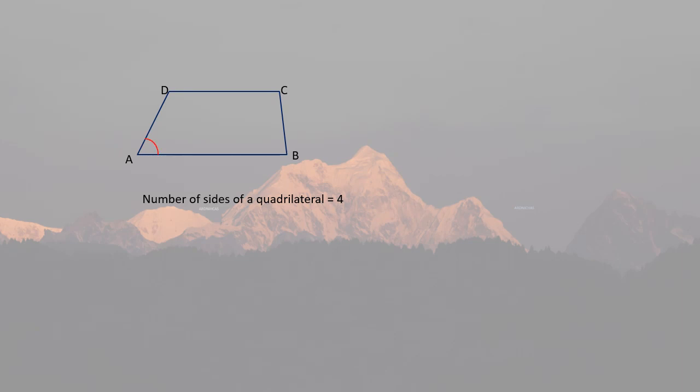Likewise, we have A, B, C and D. These are called the angles of quadrilaterals. So there are 4 angles for each quadrilateral. Let us take this A, B, C and D. These are called the vertices of quadrilaterals. So the number of vertices are also 4 in a quadrilateral.